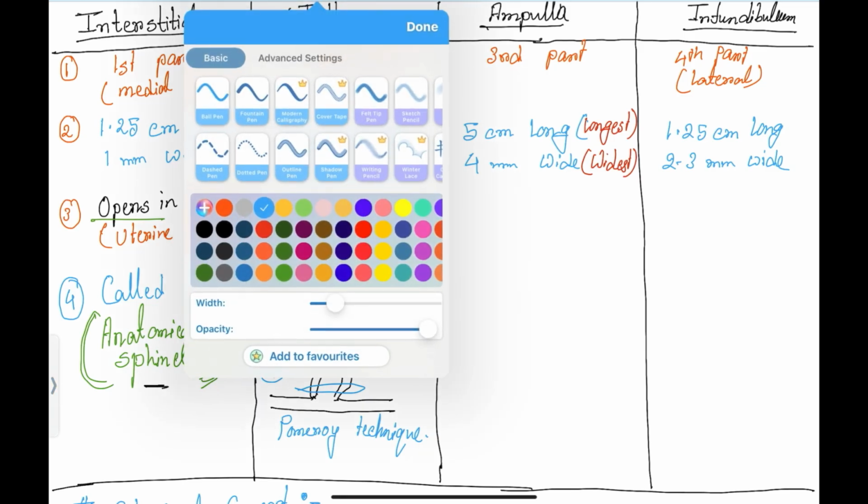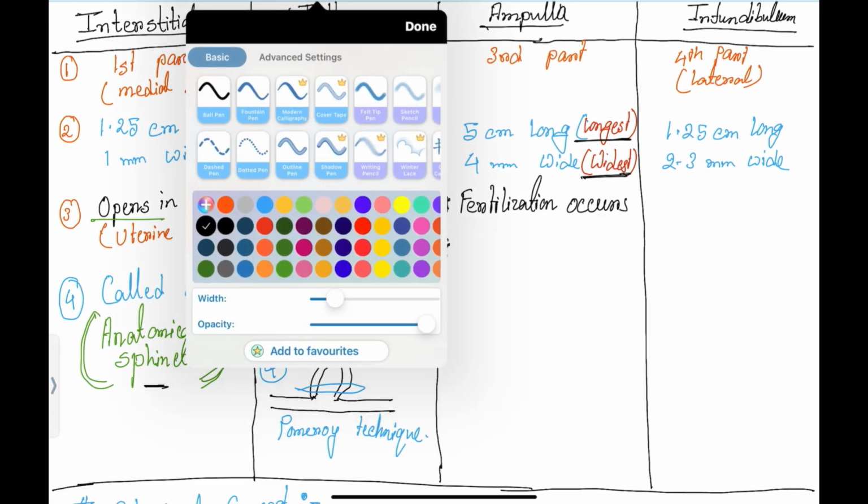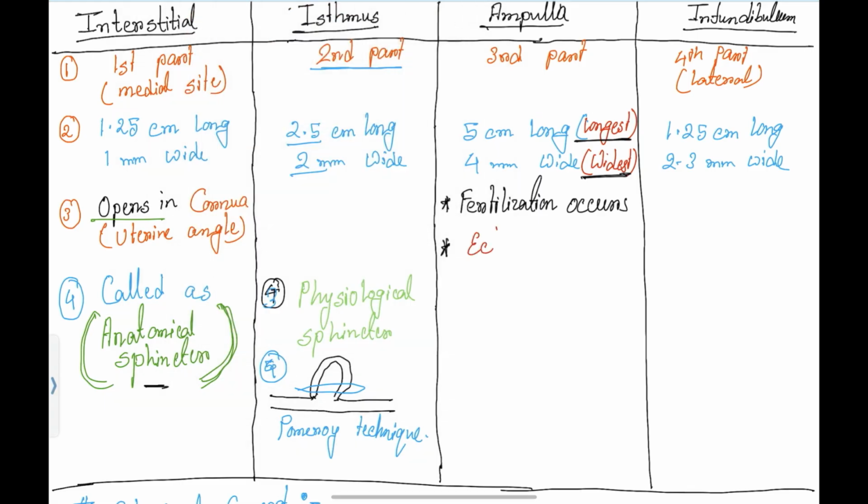Now coming to your ampulla portion. Ampulla is the most important portion, one of the longest and widest portions of your fallopian tube. Here fertilization occurs, sperm and ova get fertilized, making the zygote. And another thing, most ectopic pregnancies happen in this region. Why? Because it is the longest and widest portion. So ectopic pregnancy is most common here.